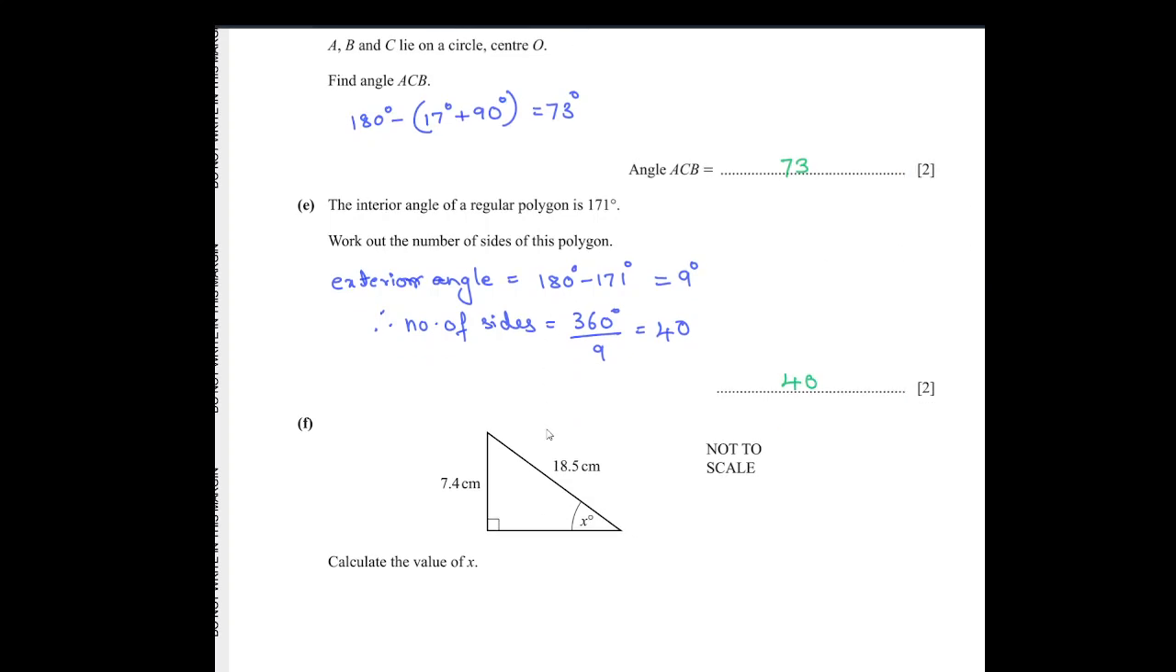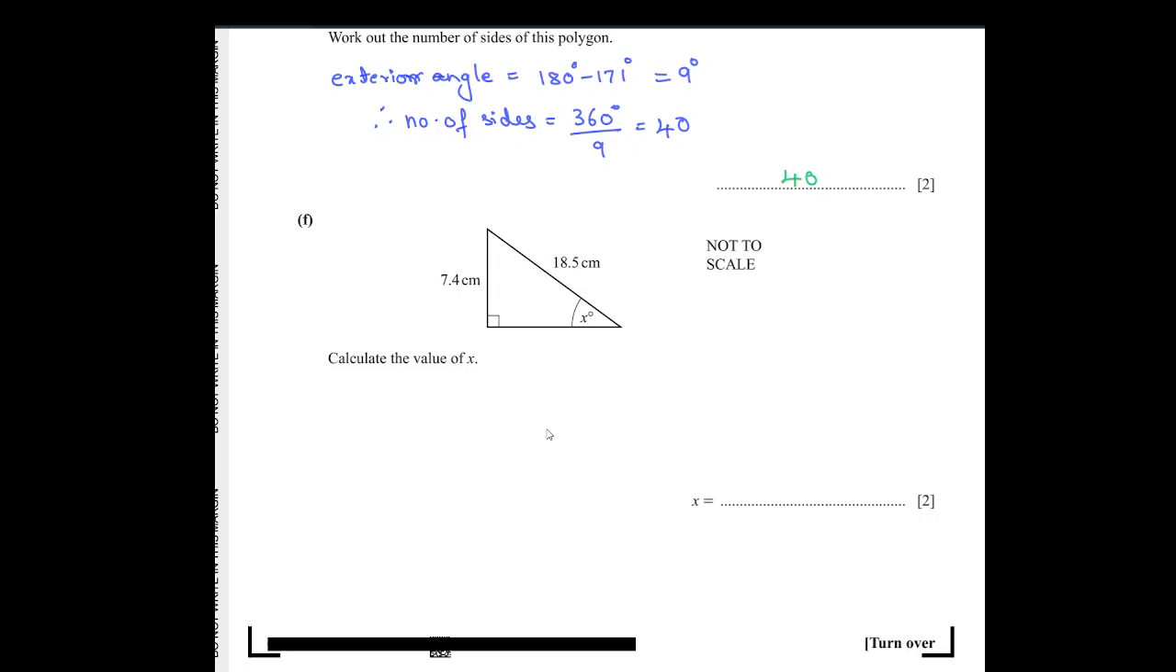Question number F. Calculate the value of x. There is a right angled triangle given, and the opposite side of this angle is given to us as 7.4, and the hypotenuse of this triangle is given to us. When opposite and hypotenuse are known, we will take sine values. The sine of the angle, you will get the angle value because we know opposite and hypotenuse values. So sine x is equal to opposite side by hypotenuse.